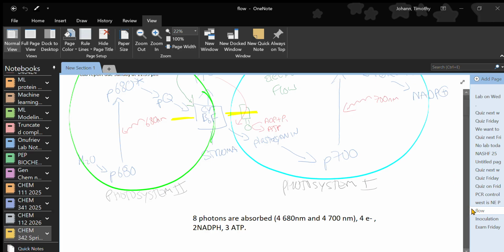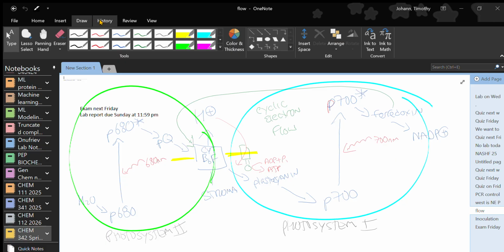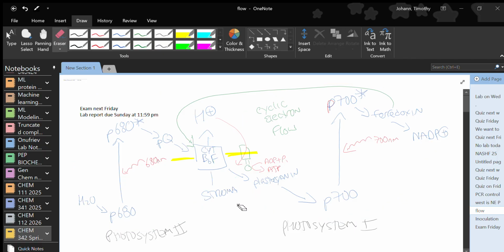Okay, so here's our diagram. This is posted. So we'll go ahead and erase a little bit of it. Let's erase this. Okay, so talking about this, you don't need to worry about knowing what photosystem 2 and photosystem 1 is.